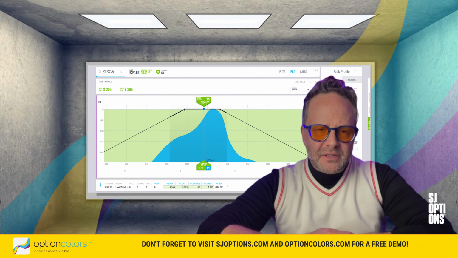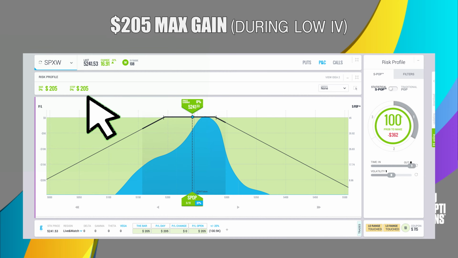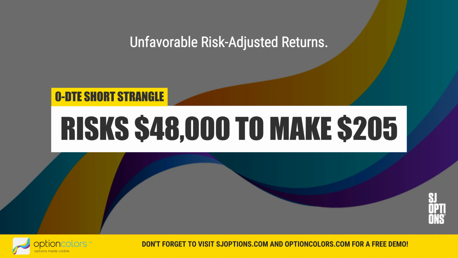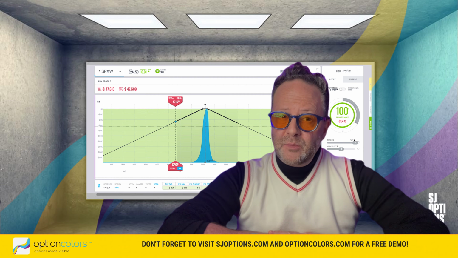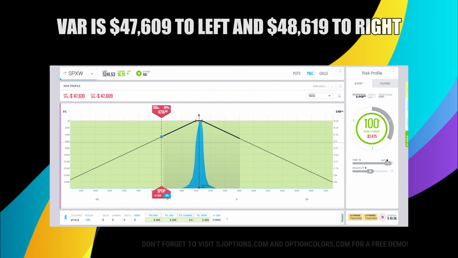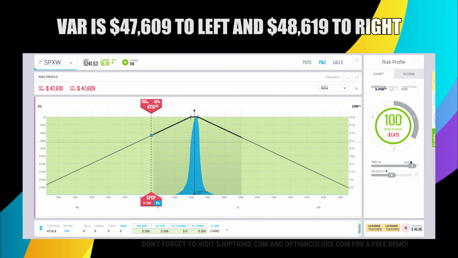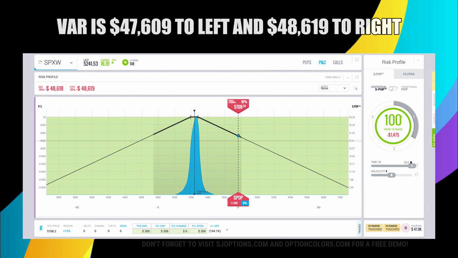Now we're going to take a look at the risk profile, and we can see that if SPX does not move in a short amount of time, then this trade can make $205. Next we're looking at a 10% move down in SPX, which has happened in one day, just so we can see our VAR of the trade, or the value at risk. And we see it's over $47,000 to the downside. We can also see that if SPX moves 10% to the upside, then we're risking over $48,000.